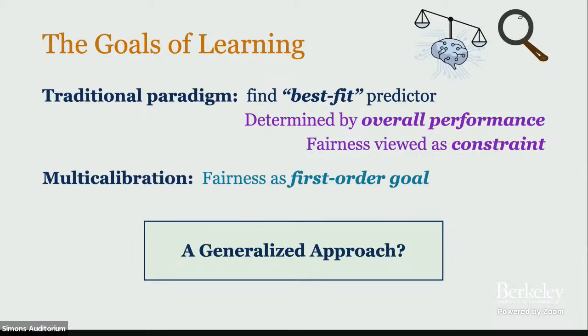Traditionally the goal is framed as some sort of best fit problem: find a best fit predictor to the data. This best fit is determined by some overall performance averaged over the population as a whole. Anything else, like fairness, is viewed as a constraint that might limit your accuracy. Multicalibration, on the other hand, did away with thinking about loss minimization, did away with thinking about fitting the function as a whole, and only stated this fairness condition as its first order rule. And the question is, can we generalize this approach?